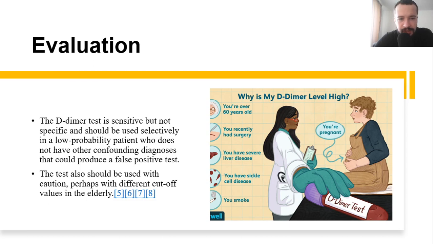The D-dimer test is sensitive but not specific and should be used selectively in low probability patients who do not have other confounding diagnoses that could produce a false positive test. The test also should be used with caution, perhaps with different cutoff values in the elderly. And there in the picture you see the D-dimer will be high if you are more than 60 years old, you recently had surgery, you have severe liver disease, you have sickle cell disease, you smoke. That means when we talk about the D-dimer test, we don't talk about specificity.